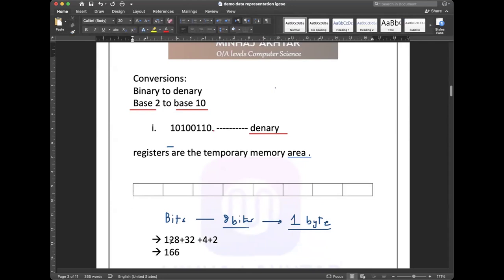Because it's 8 bits. Excellent. And 8 bits equals to? 1 byte. Very good knowledge. Thank you. Okay, so how do we draw the registers?